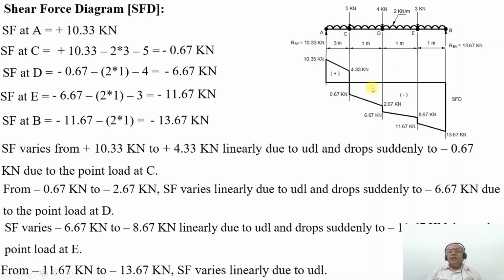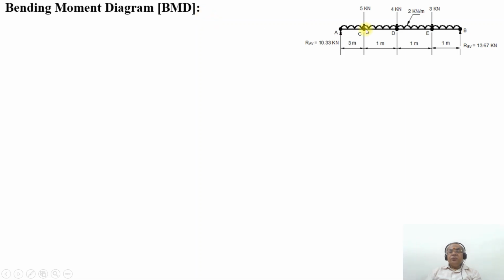Since it is the UDL and the point loads, naturally all the lines you join are going to be linear lines. Now we will go for the bending moment diagram. Bending moment at the point A will be equal to 0.